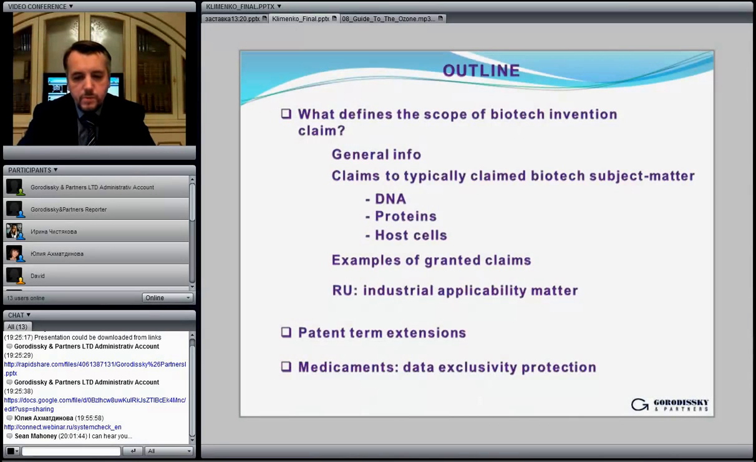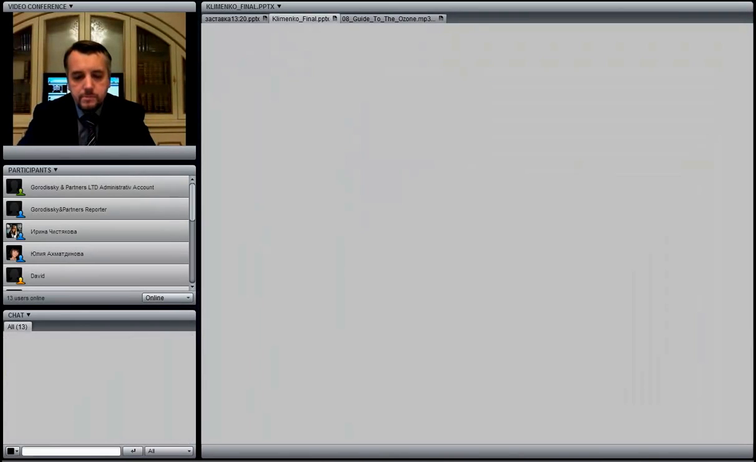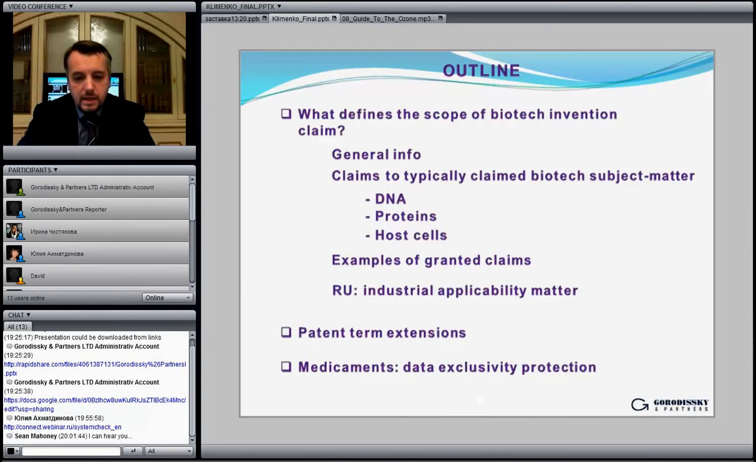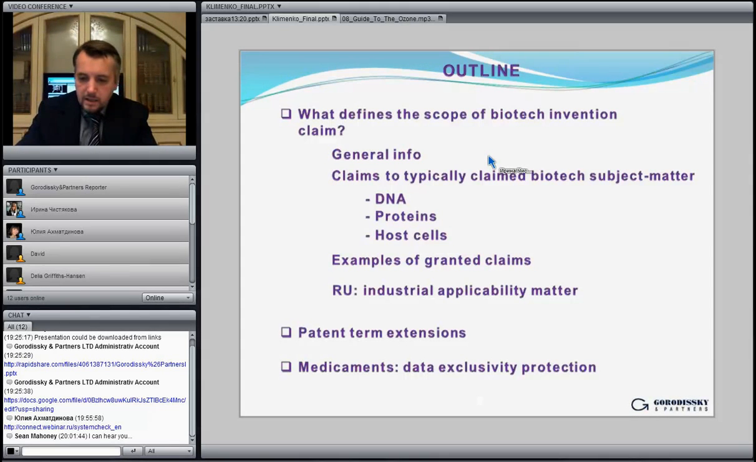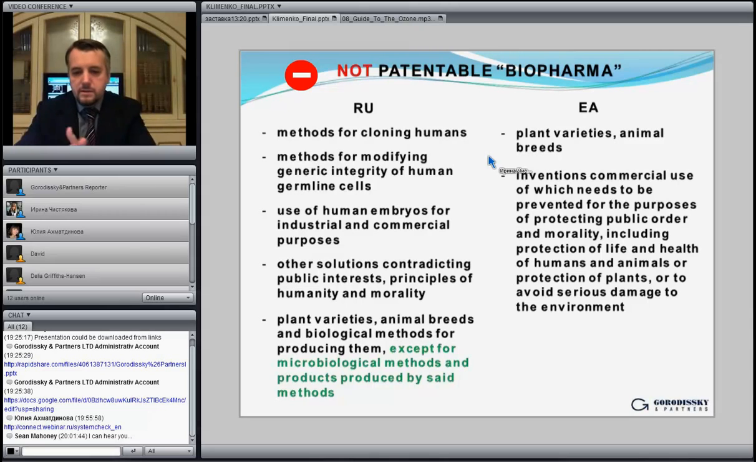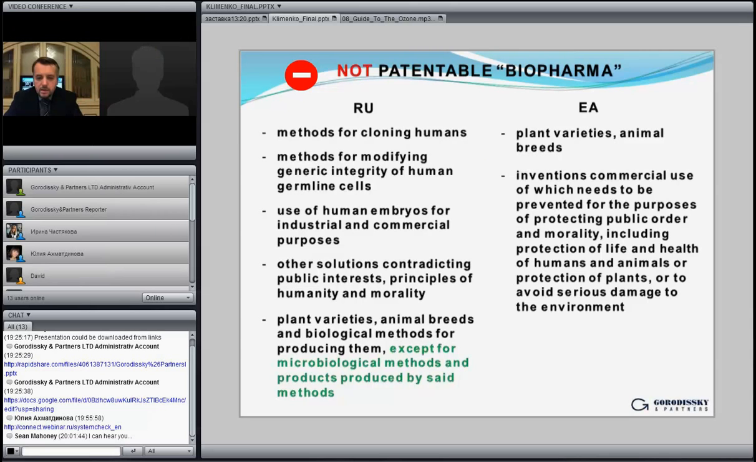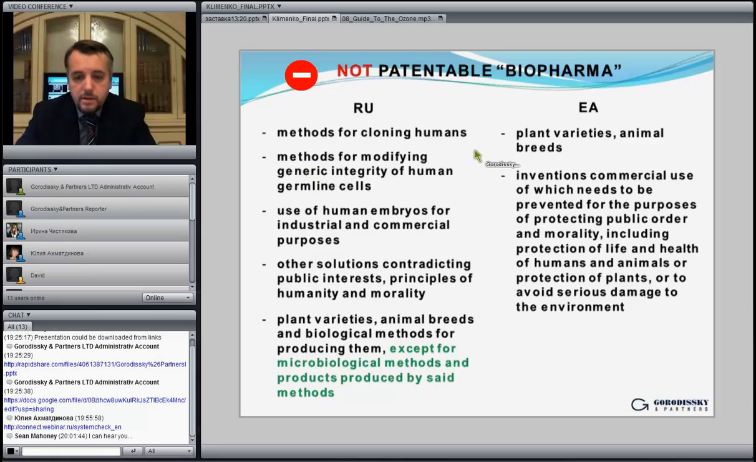I'll finish my presentation with giving you some information on patent term extensions and data exclusivity protection, because both of them deal with medicaments and therefore will be of interest for this audience. I think the best place to start this kind of talk would be to say what is not patentable in Russia and Eurasia. And here are the lists of things not patentable. Of course, these lists only concern biotechnology, biomedicine. They're not exhaustive. You will not see things like scientific discoveries or mathematical methods here.